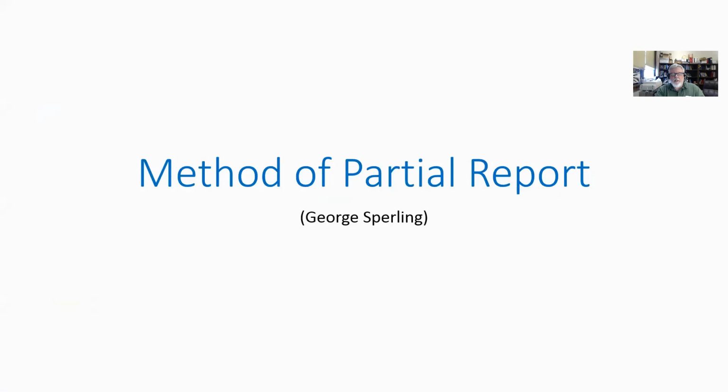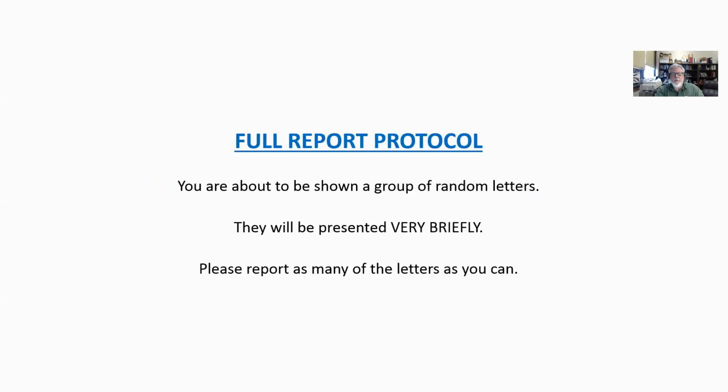Let's try to look at a more concrete demonstration of how this procedure works. All right, so let's take a look at the method of partial report and see how the procedure would carry forth. First, what I'm going to do is show you a matrix of letters. It's going to be 4 columns wide, 3 rows deep, so 12 altogether. And what I'm going to do is briefly present the array, and I want you to report as many of the letters as you possibly can. Are you ready? Okay, let's go.